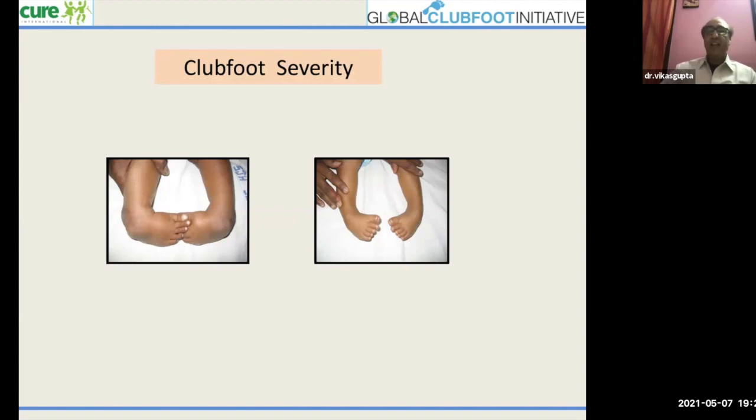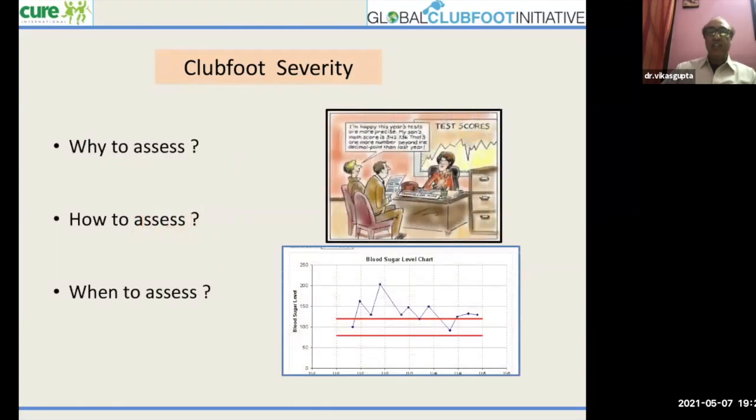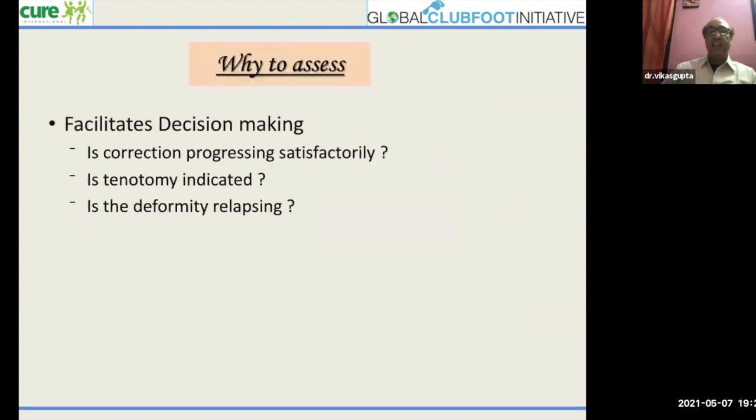the foot on the right has a less severe deformity as compared to the foot on the left. But how much can we objectively classify? So the question is why to assess, how to assess, and when to assess. Why to assess, I think, is easy to answer: whether our correction is progressing satisfactorily, and very important, is tenotomy indicated, and is it relapsing?